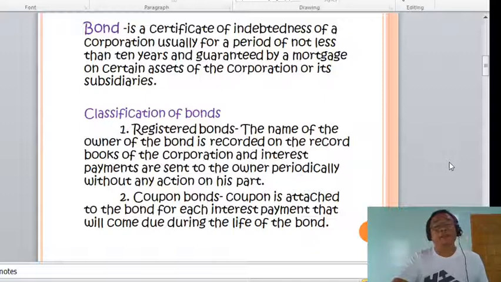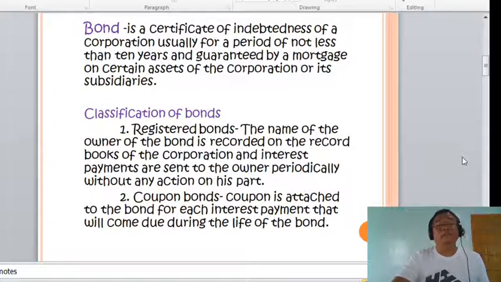One is the so-called registered bond. In a registered bond, the name of the owner of the bond is recorded on the record books of the corporation, and interest payments are sent to the owner periodically, without any action on the part of the bond owner. The corporation always sends the periodic amount required.